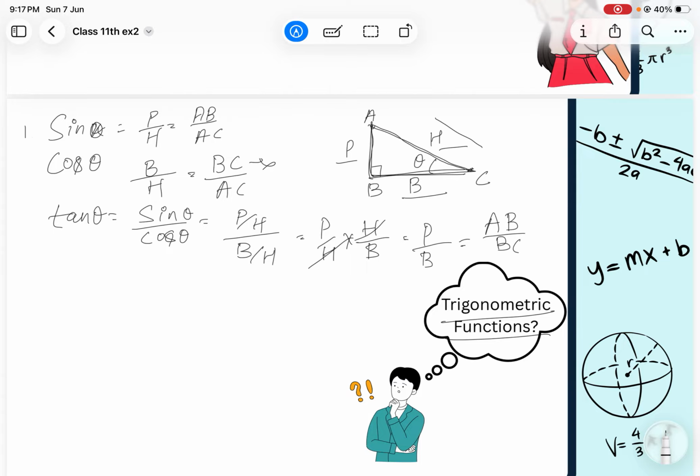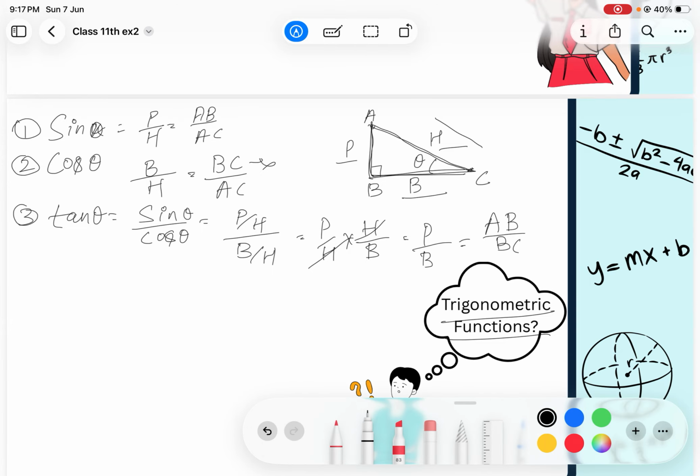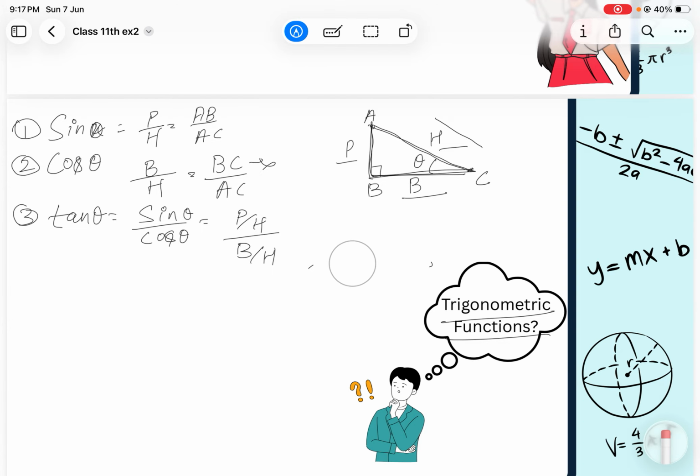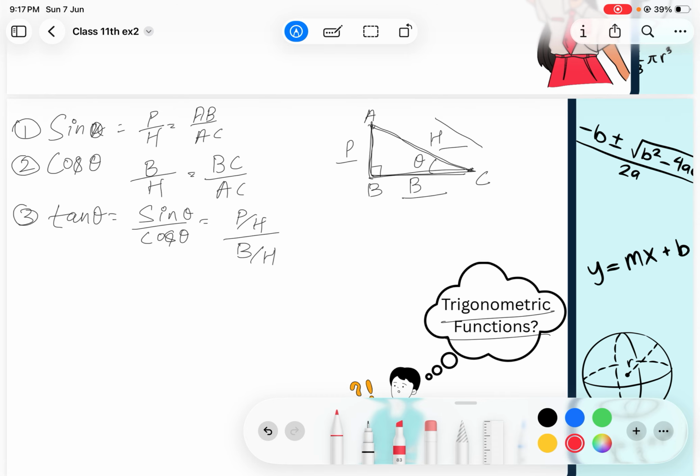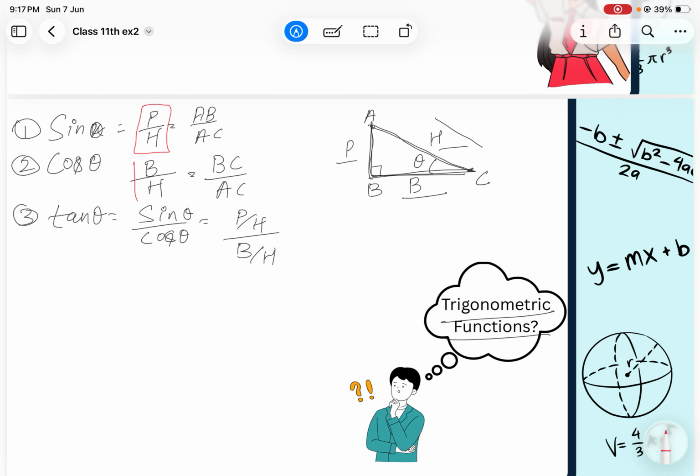Okay, so this is the first trigonometric function, second, this is the third. And the important thing to know is this: p by b, that is also important, right? Tan theta equals P by B, cos theta equals B by H, sin theta will be P by H.